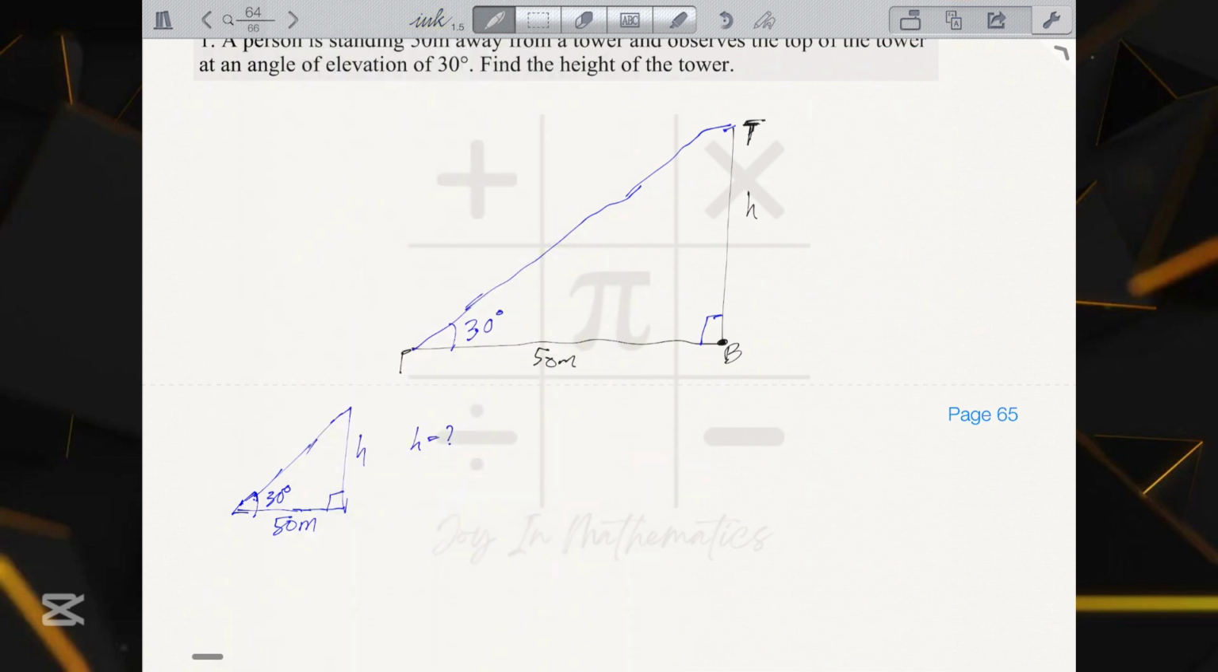Now, if we consider angle 30 degrees, we have the opposite to be h, and we also have the adjacent to be 50, and we have angle theta to be 30 degrees. So now, what relates opposite and adjacent alongside theta together? Remember, this time around we'll be applying SOHCAHTOA.